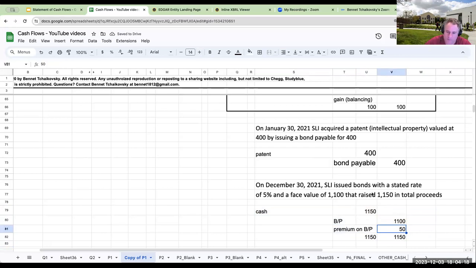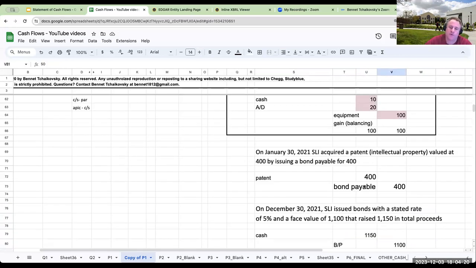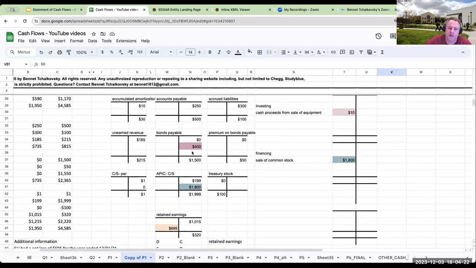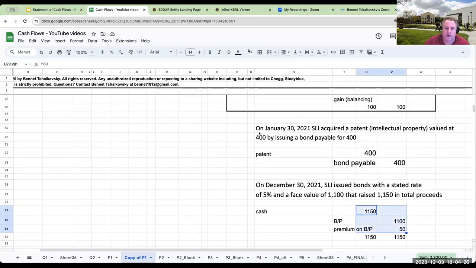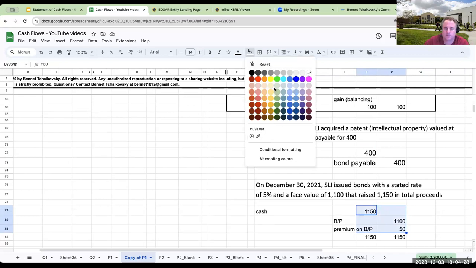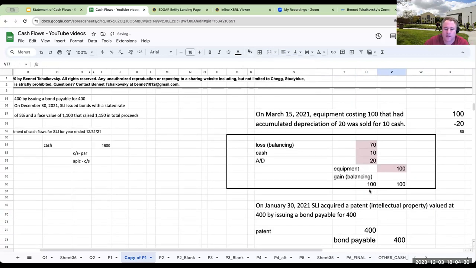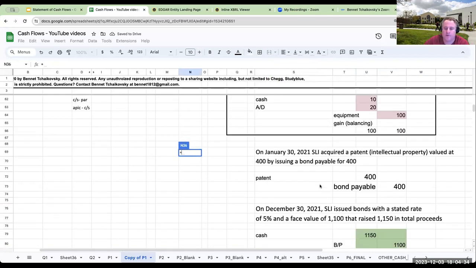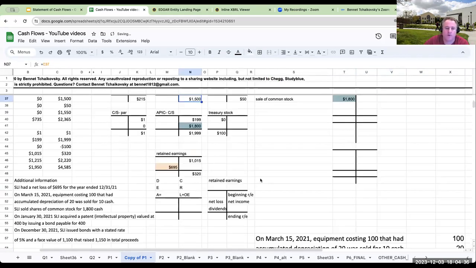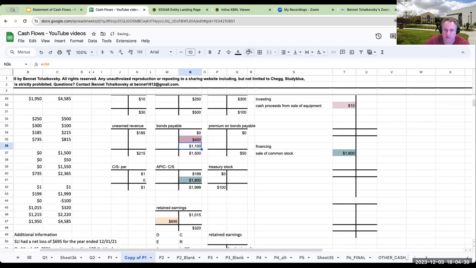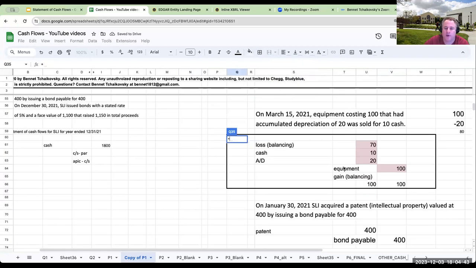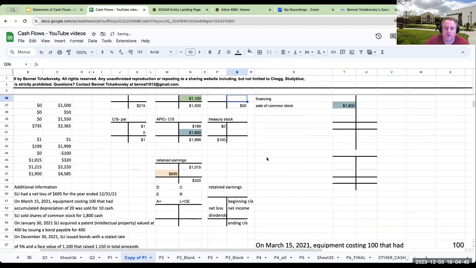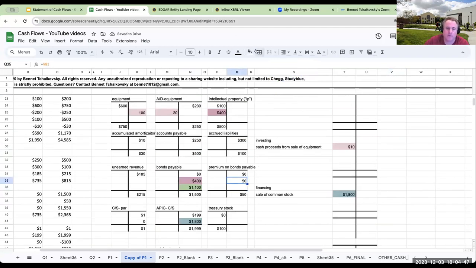What do I do? Well, I'm going to take this journal entry and post it into the accounts. Over here, give this a brand new color. Okay, so over here, I'm going to show bond payable credit for $1.1 million, always at face value. Okay, premium on bond payable. This is going to be shown over here at 50.